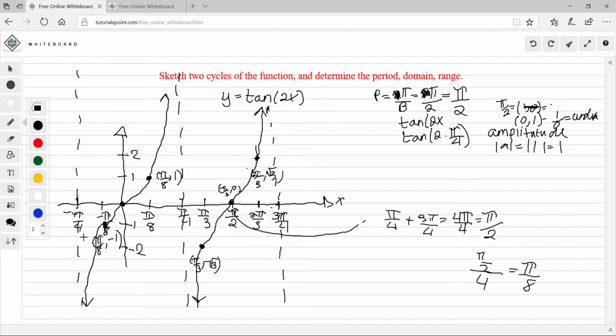So that is your typical tangent graph. It's kind of like the sine cosine, but the period is pi over b, and you still get the same amplitude. Same with phase shift. The only difference is we get a vertical asymptote. So that's really the difference.